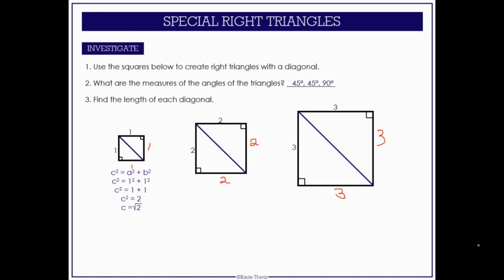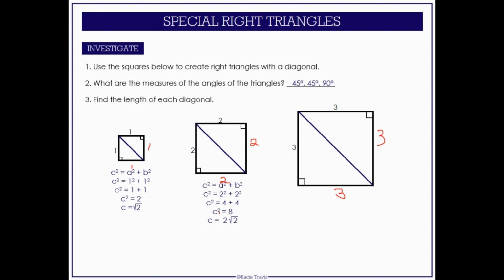Now, getting c being the square root of 2, let's see how this is going to work for these other two bigger triangles. All right, one in the middle. We also got c squared equals a squared plus b squared. We got 2 squared plus 2 squared. That's 4 plus 4 gives us 8.